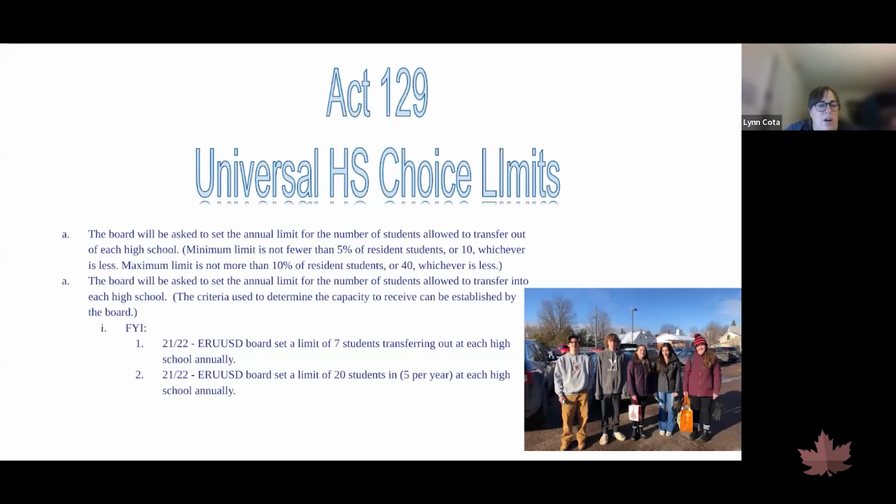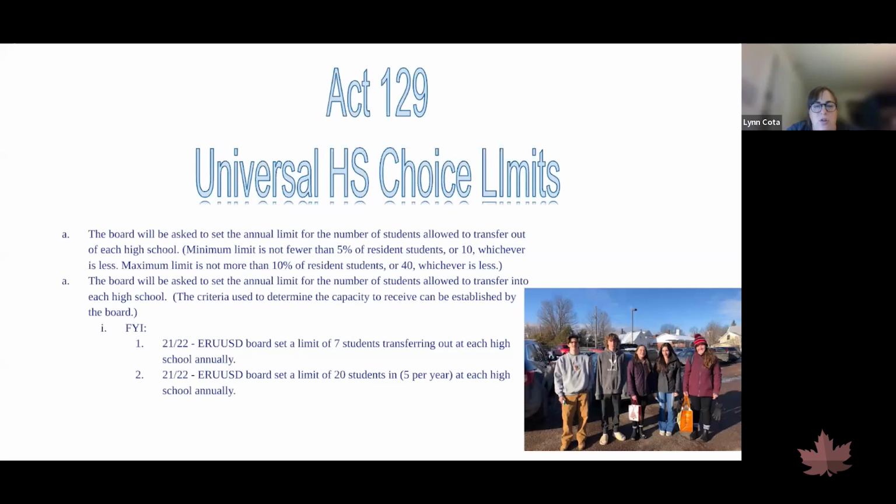The second number is the limit for the number of students allowed to transfer into each high school, and you can set that criteria yourself. Last year you set a limit of 20 students, 5 per year at each high school annually.